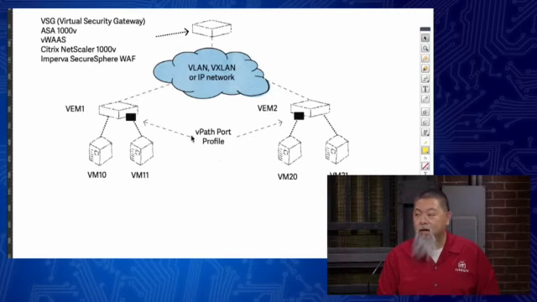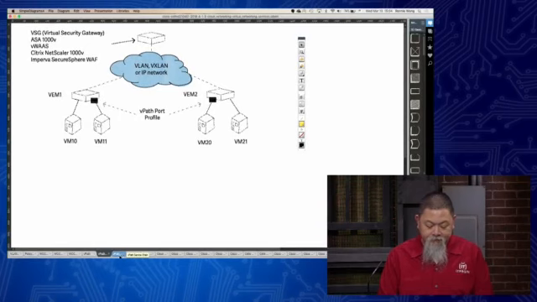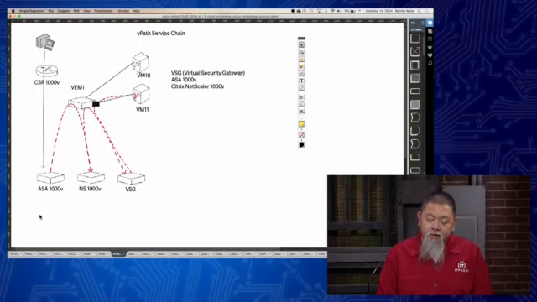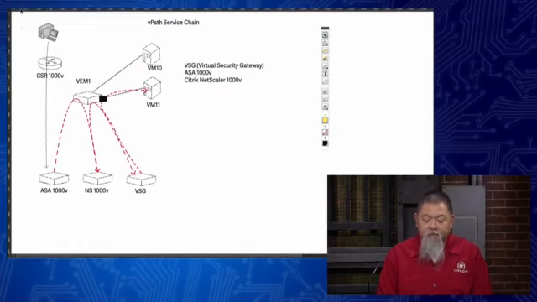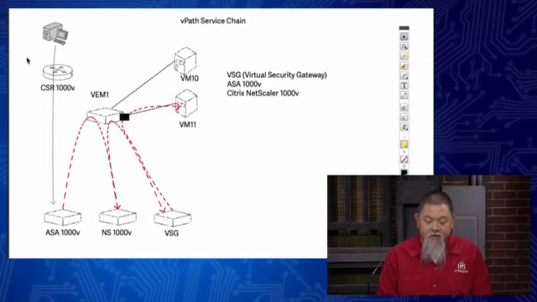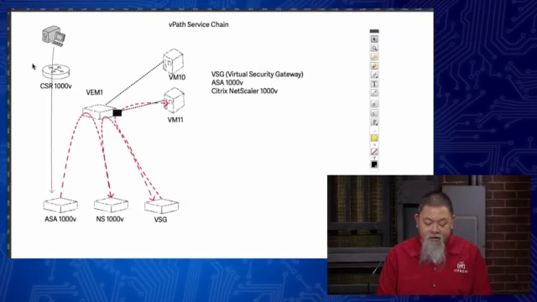I can use that vPath profile to say, take advantage of all this stuff if I need to, make sure it actually applies and does what needs to happen. All right, now, the other thing that can also happen is what we call vPath service chaining. Now, on vPath service chaining, let's take for an example this.